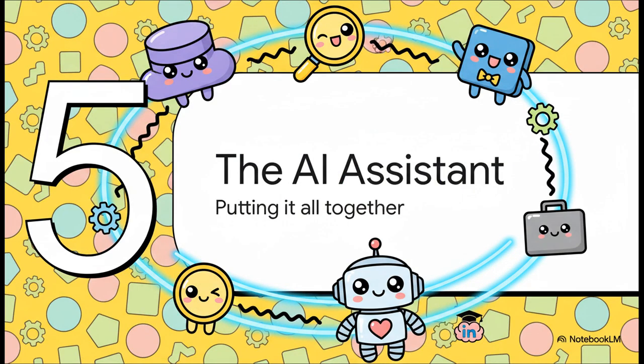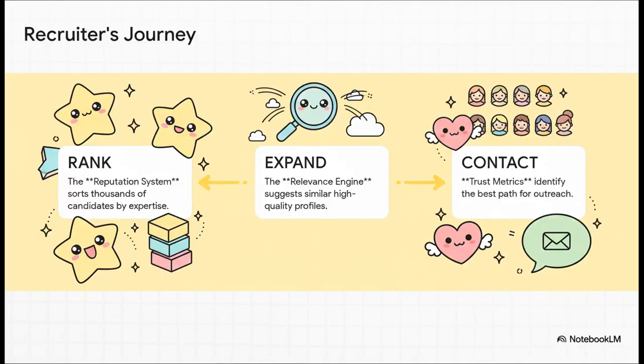Okay, so let's zoom out and put all these pieces back together. Because you got to understand, these aren't just 3 separate random systems. They all work together in harmony to create this kind of AI assistant that's guiding the recruiter through the whole process. So let's recap that journey we've been on. Step 1, the reputation system takes that total chaos and puts it in order. Step 2, the relevance engine helps you find more great people. And step 3, the trust metrics give you a smart, spam-free way to actually reach out. See? Each step solves one problem in exactly the right order.